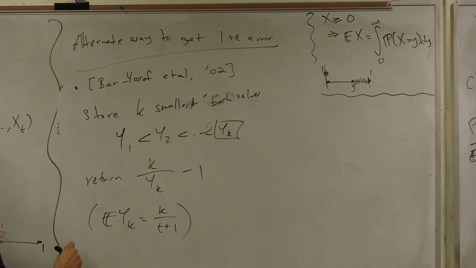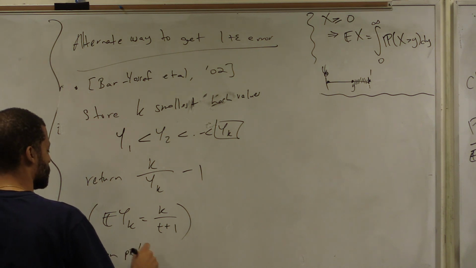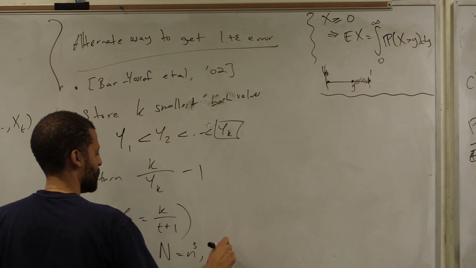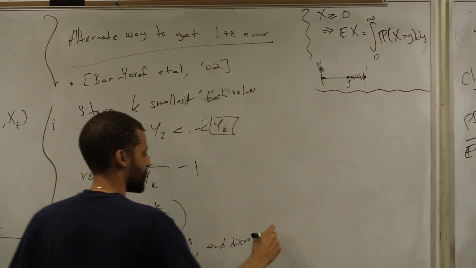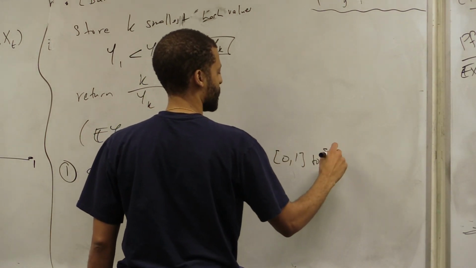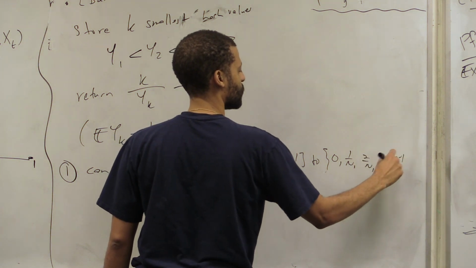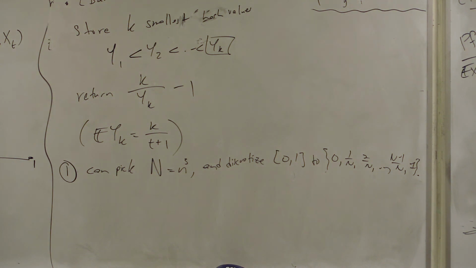First of all, one, you can pick capital N to be like, let's say, little n cubed, and discretize the continuous interval 0, 1 to being multiples of 1 over n. So 0, 1 over n, 2 over n, up to n minus 1 over n, and then 1. Okay, so now we don't have to deal with continuous numbers. We just have to deal with integer multiples, basically integers.